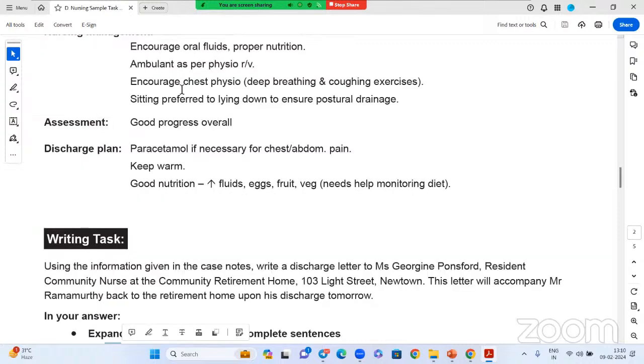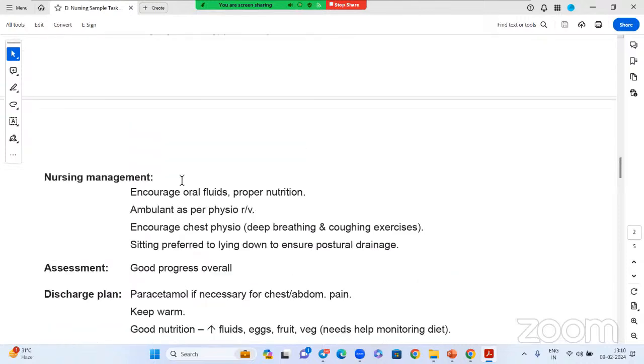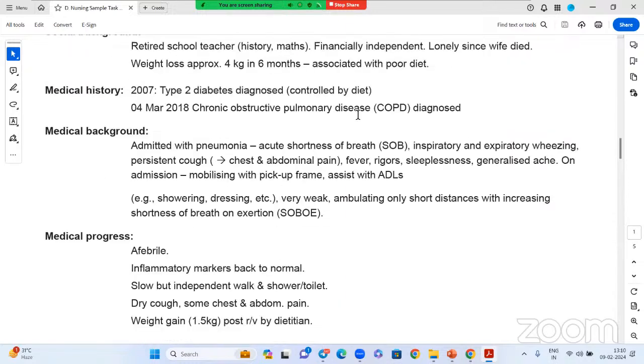Whatever is given in the notes, don't use. COPD, don't use. SOBOE, don't use. ADLs, don't use. You should know the full form of SOBOE. If you do not know, what is this? Shortness of breath on exertion. If you do not know, how will you write? He has already given it here. Use that one.